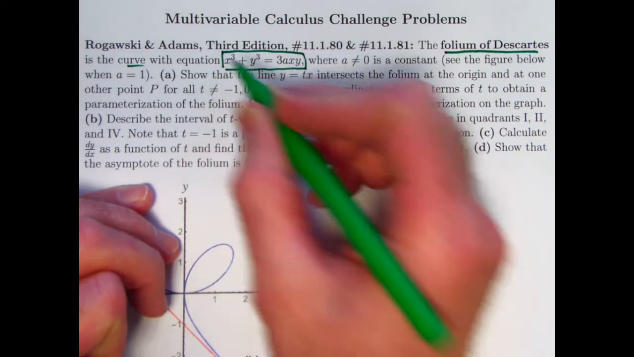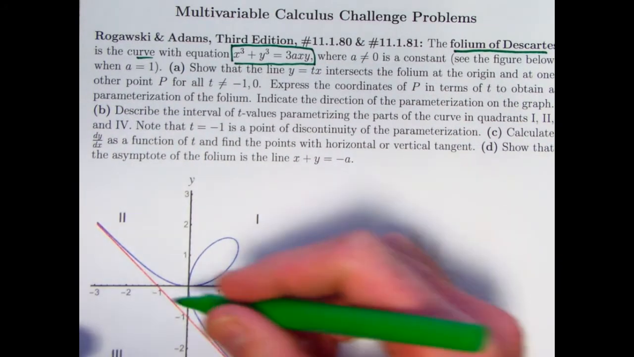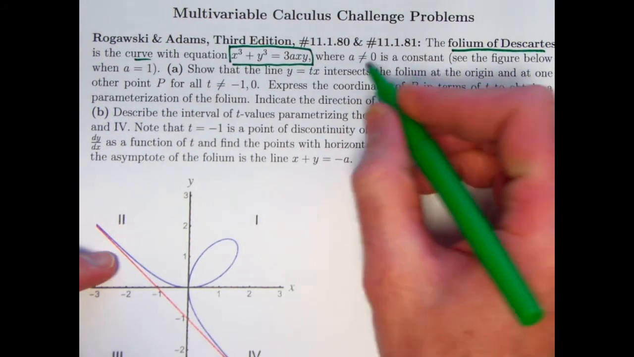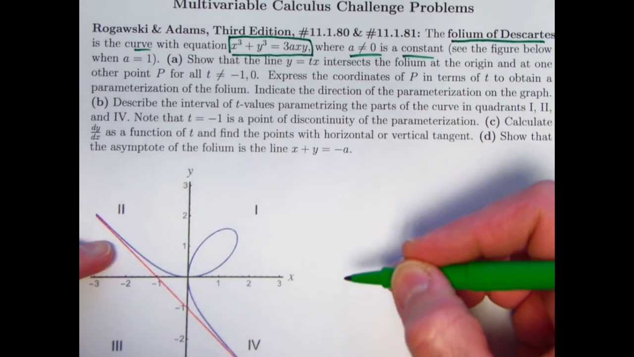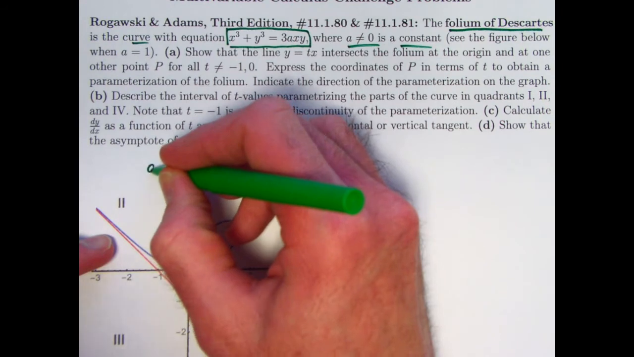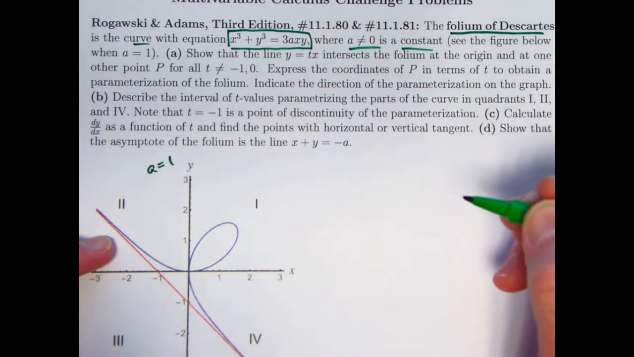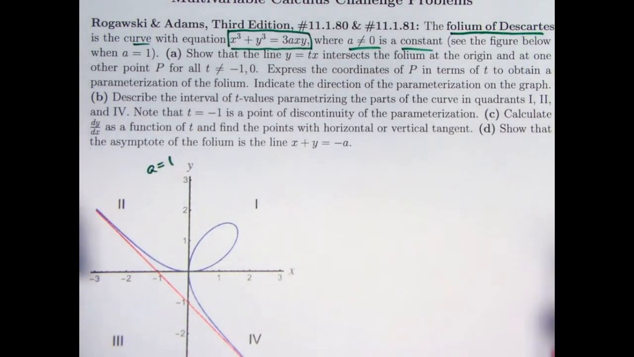This is a cubic equation in x and y. This is called a cubic curve, this blue curve that you see here, where a not equal to 0 is a constant. This particular blue curve that you see down in this picture is the situation where a equals 1. Okay, that's what we're looking at when we look at that diagram.